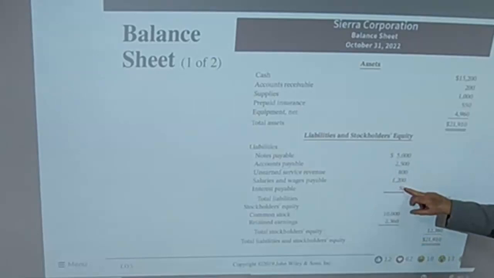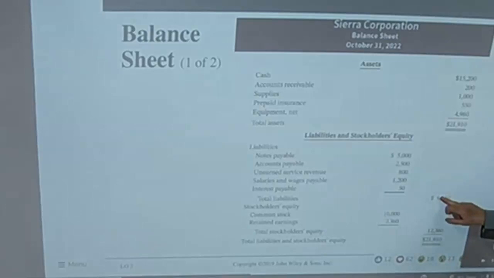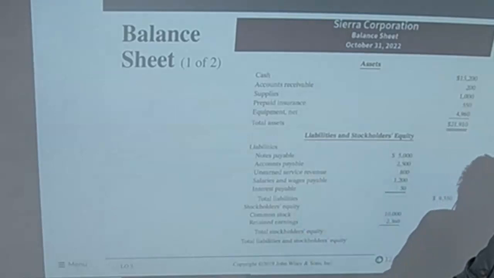Draw a line, because I'm going to add them up. Total liabilities out here. See, there should only be total assets, liabilities, and shareholders' equity, but I don't know why he did it this way. Then we have shareholders' equity.